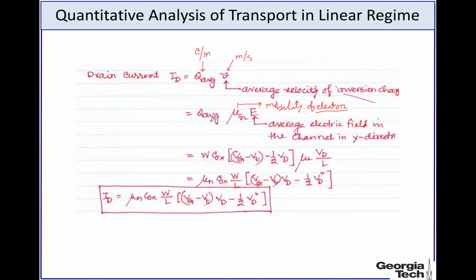Alright, so here we plug in the equation that we derived for Q average in the previous slide, then you have mu n here, and electric field is simply the drain voltage divided by length. Length is what we call the channel length or the gate length, so it's basically the distance between the source and the drain. If we now simply do this calculation, we find an equation for the drain current that looks like this: ID equals mu n Cox W by L multiplied with Vg minus Vt multiplied with Vd minus half of Vd square. All right.